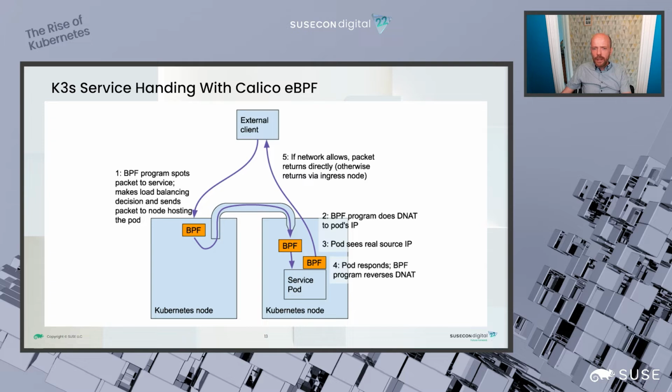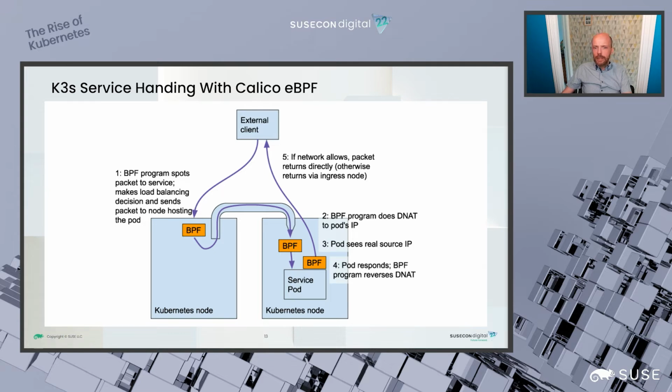Then the pod responds. The BPF program reverses the DNAT, and the traffic goes straight out to the external client. So that's the other advantage I mentioned earlier, direct server return. If the network is configured to allow it, the packet returns directly to the external client, meaning that there's no network load for the egress put on the ingress node, and there's slightly reduced latency.